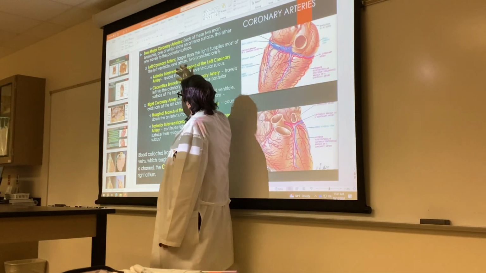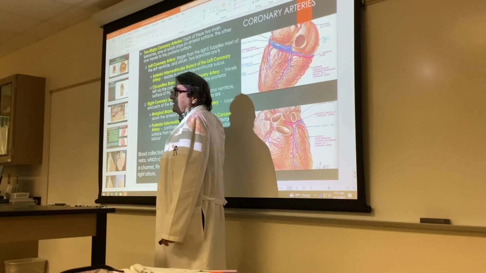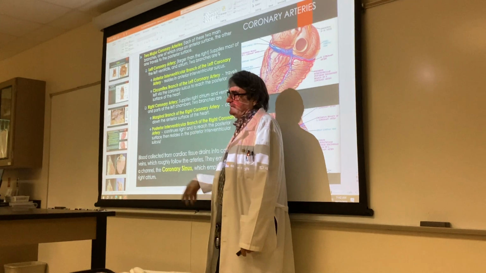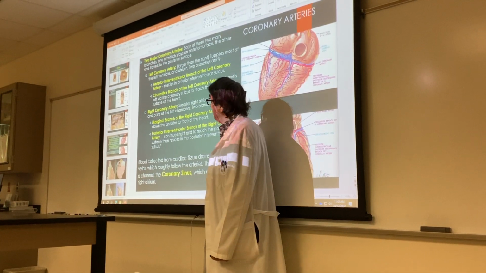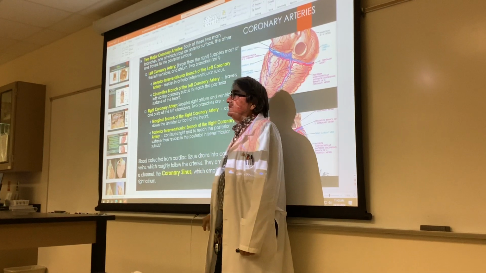Then we got the branches of the coronaries. On the left side, you've got anterior interventricular branch of the left and circumflex branch of the left. Then you've got marginal branch of the right, posterior interventricular branch of the right. We challenge you by putting the wrong choices on there. We don't generally do that. But that's the importance of coronaries.